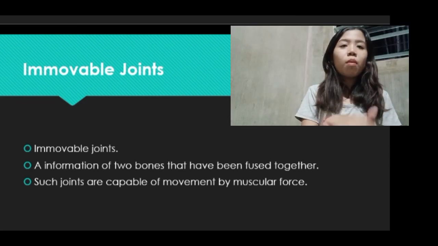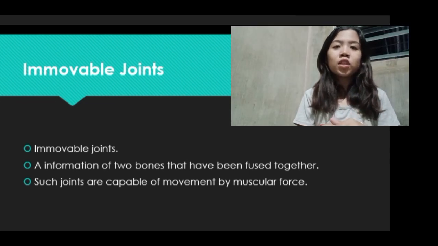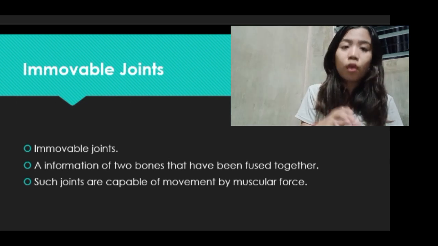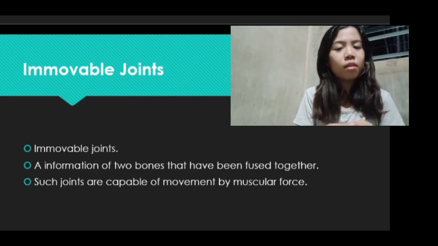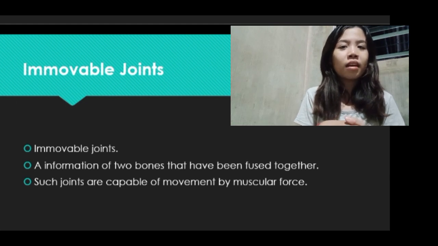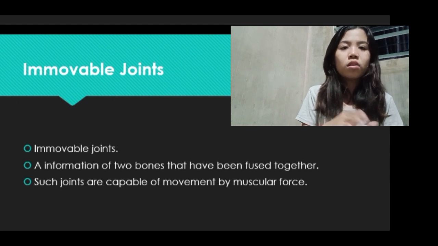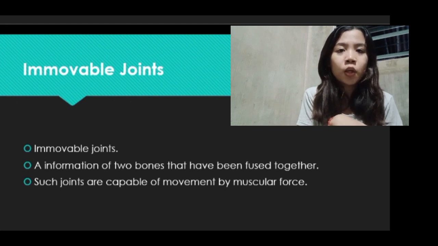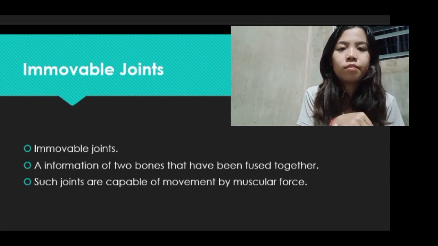Immovable joints are formed by two bones that have been fused together. Such joints are not capable of movement by muscular force. Immovable joints, also known as synarthrosis in the functional classification of joints, are joints that don't move. The bones in these joints are held together by fibrous tissue and there's no joint cavity.